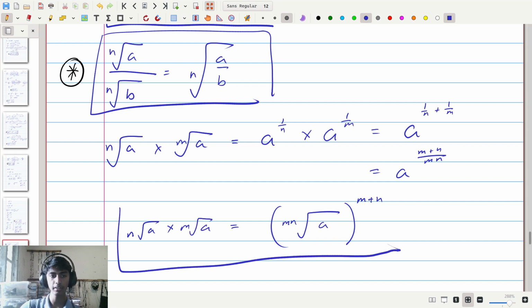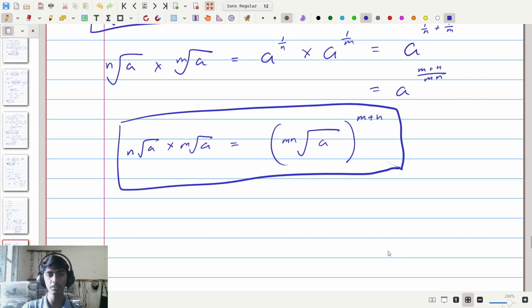So I added this as an honorable mention because someone might get this wrong and write simply that the nth root of a times the mth root of a is equal to the mnth root of a. Not the case, it's wrong. Alright. So one of my friends actually tripped up with this and sent me his solution where he had made this mistake. So I'm just wondering if other people might make this mistake, which is why I pointed this out.